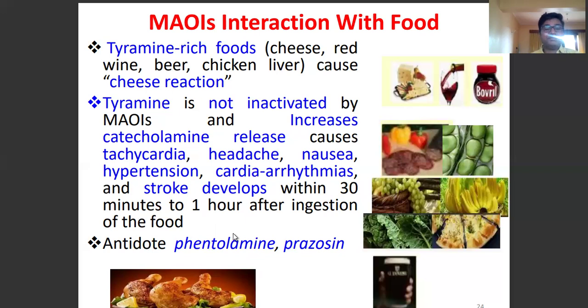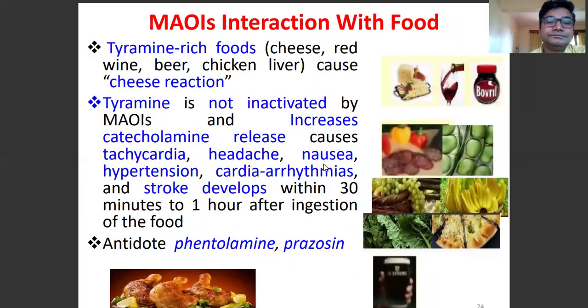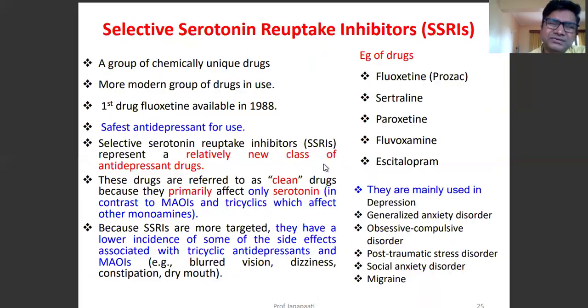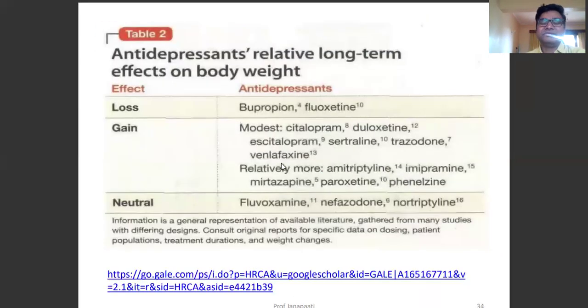Okay, we will stop here. Any doubts, please? Last one class, two drugs are there. Can we finish this and go? Okay, we will stop here.